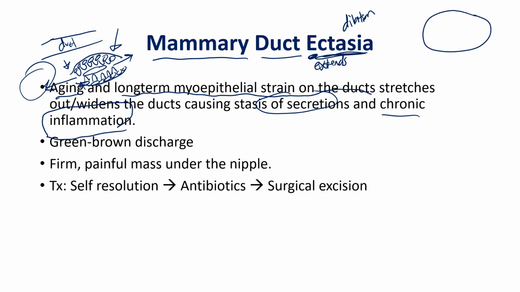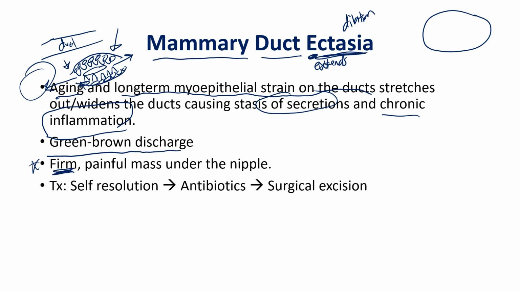Not years, say days to weeks to months, but it presents as a chronic inflammation. So there's a very characteristic discharge in this. It's a green-brown discharge. For whatever reason, all of that debris and the backup that's happening in this particular example causes a green-brown discharge from the nipple. So you're going to have a firm, painful mass under the nipple. That's possible, but not always the case. But if you have a mass, this is kind of high yield, because notice it says firm.